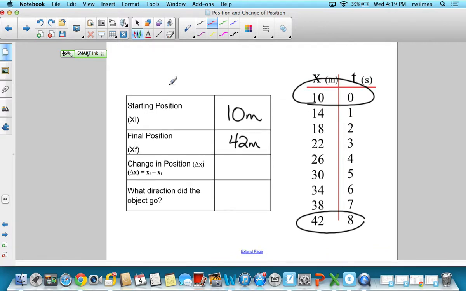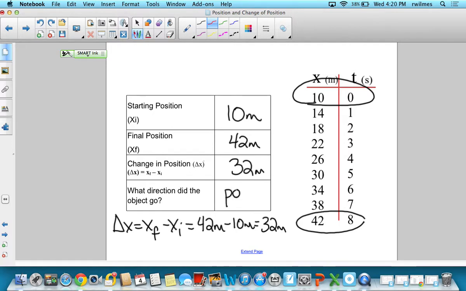Again, when we're doing change of position, we know that change of position is X final minus X initial. And in this case, my final position is 42 meters minus 10 meters. So I'm going to have a total of 32 meters for my change of position. Now, this is a positive number, but we can see it starts at 10 meters and the numbers get bigger. So we know also that this object went in a positive direction.